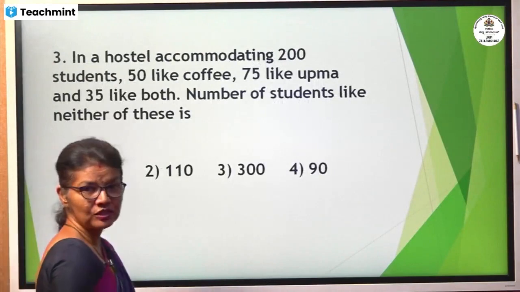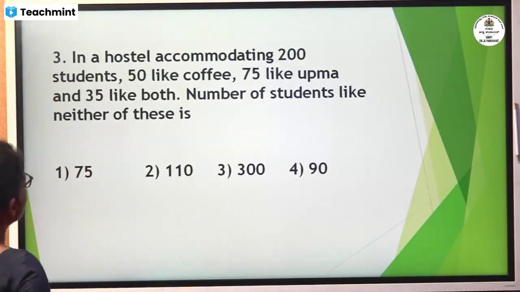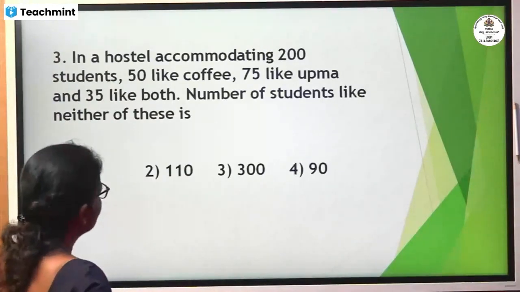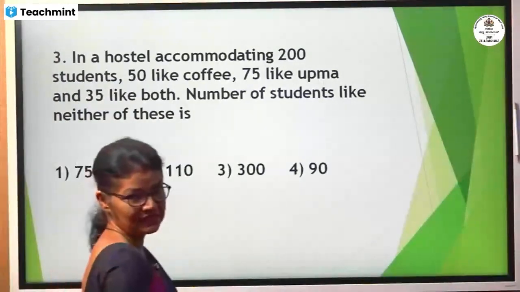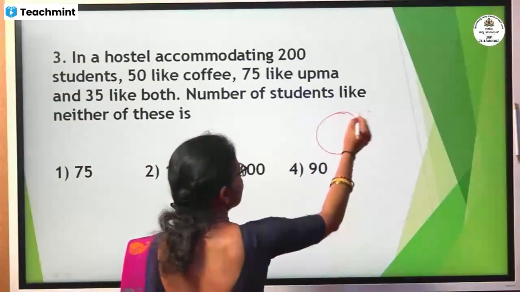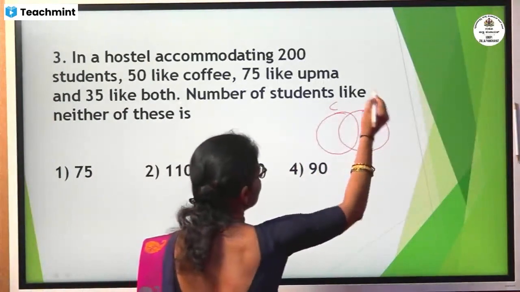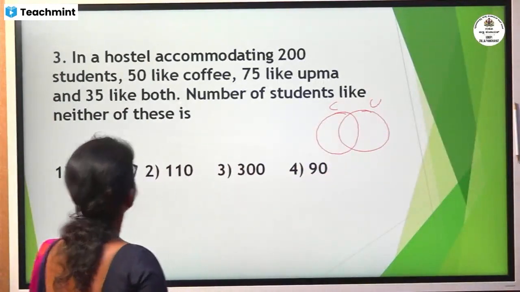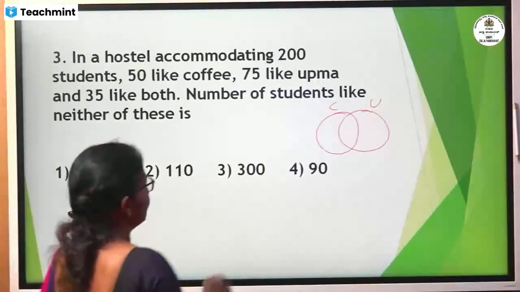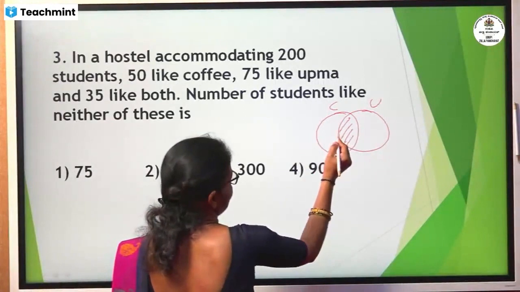Consider the third question. In a hostel accommodating 200 students, 50 like coffee, 75 like upma, 35 like both. Find the number of students who like neither of these. So let me draw the Venn diagram. Two sets are there, one related to coffee, the other related to upma. Now, out of 200 students, 50 like coffee, 75 like upma, 35 like both. So we'll fill up the intersection part in the beginning. That is 35.